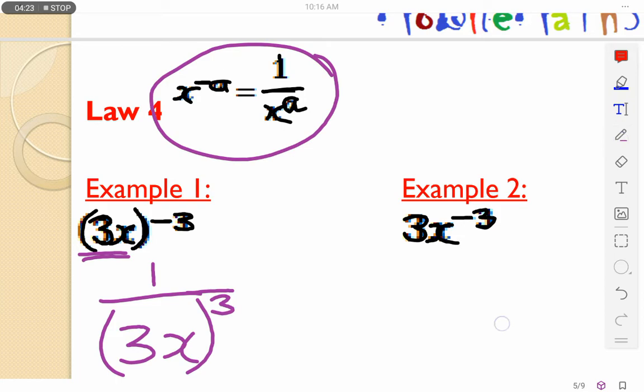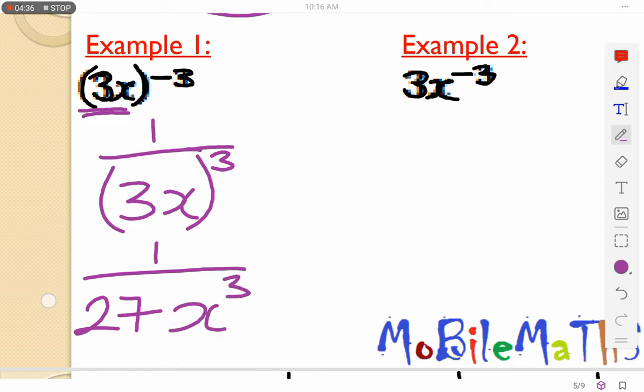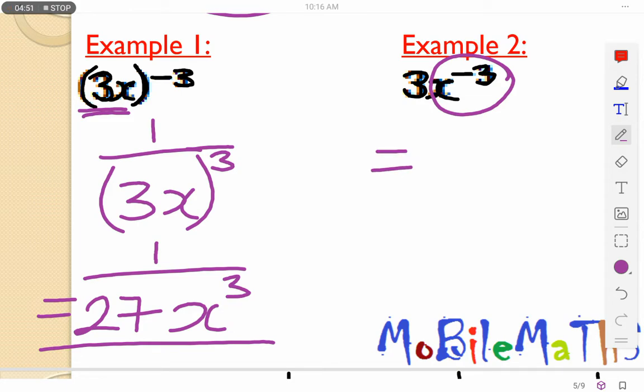Okay, don't forget it. If I say 3 to the power of 3, what do I get? I get 27. So I'll have 1 over 27. x to the power of 3, I get x to the power of 3. So this is my solution here, like that. Let's look at another example. This one is different because the negative power is on x minus 3 only. So if I do my law number 4, I'll get 3 over x to the power of 3, like that.